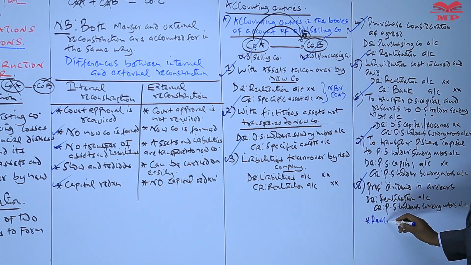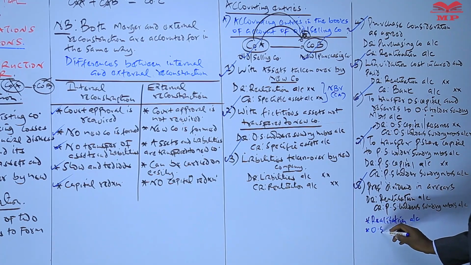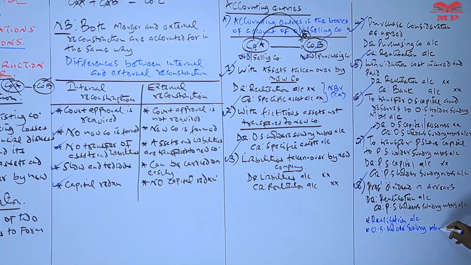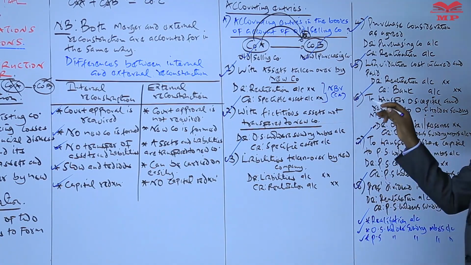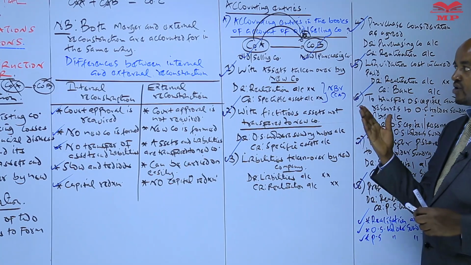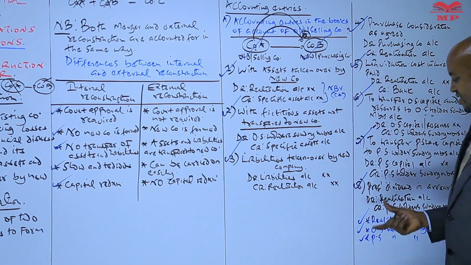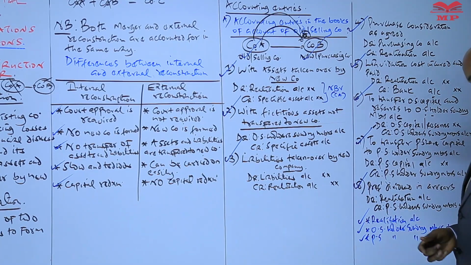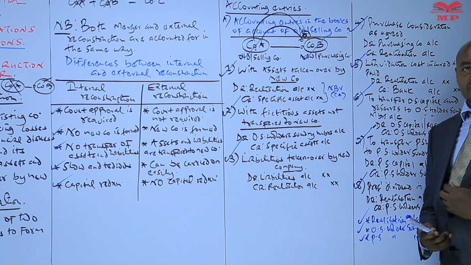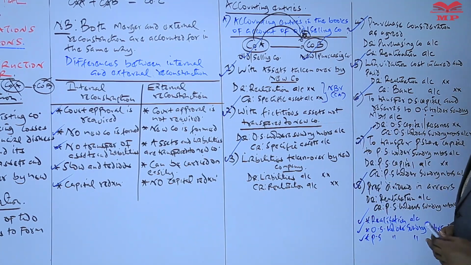The first account is the realization account. The other account is the ordinary shareholders sundry members account, and also we have another account called the preference shareholders sundry members account. In fact, once you come across a question testing on external reconstruction or merger, mostly the examiner will require you to prepare those three accounts: the realization account, the ordinary shareholders sundry members account, and the preference shareholders sundry members account. So those are the three accounts which are prepared.